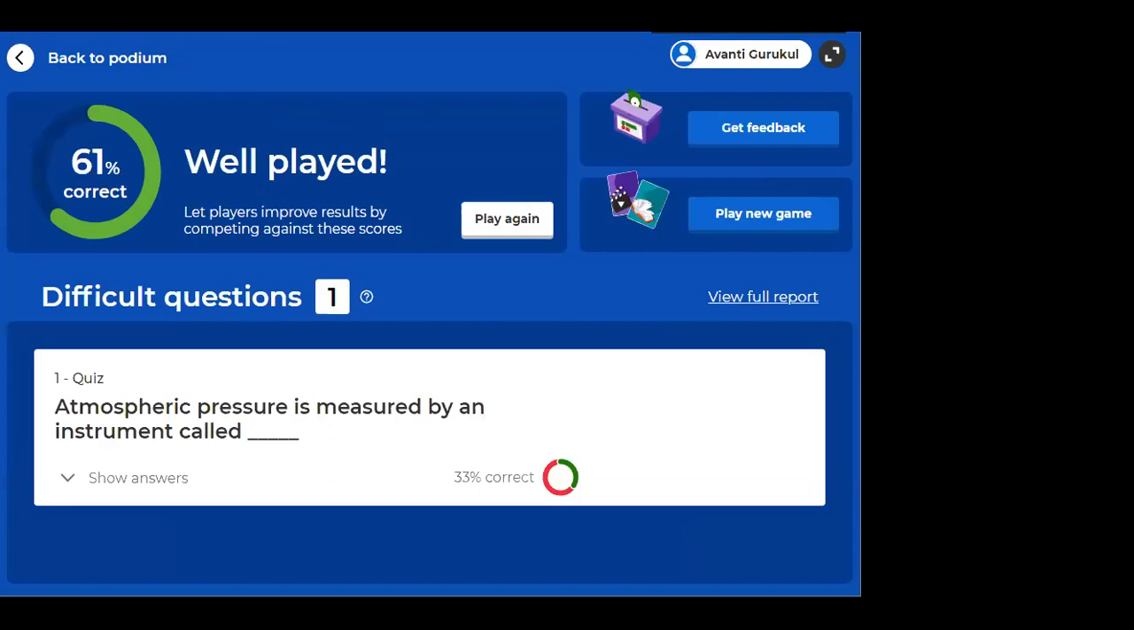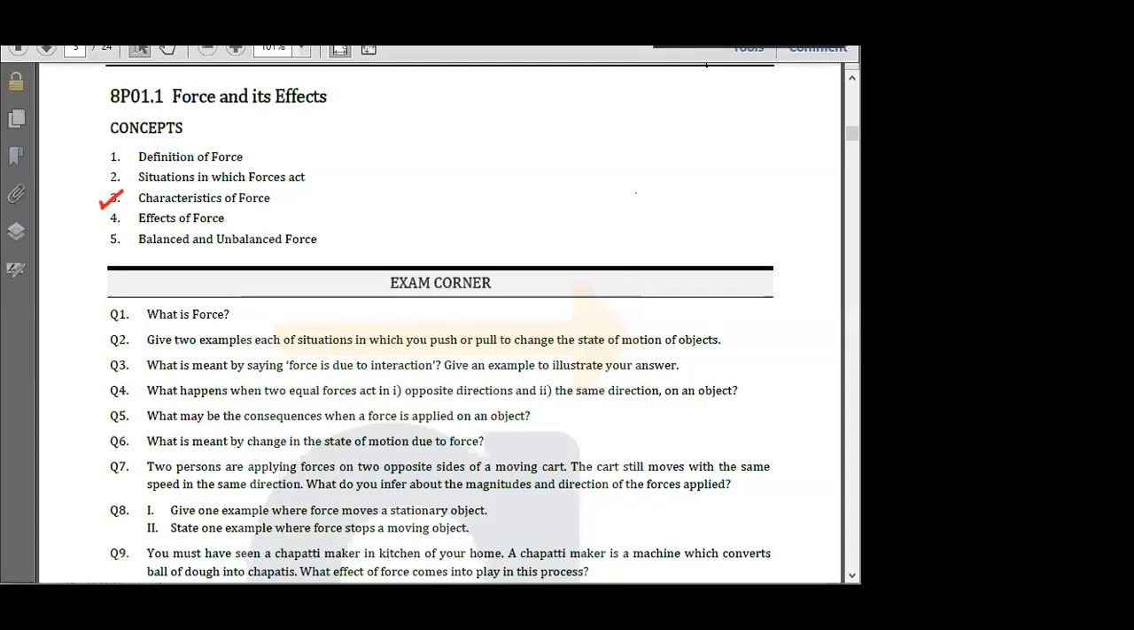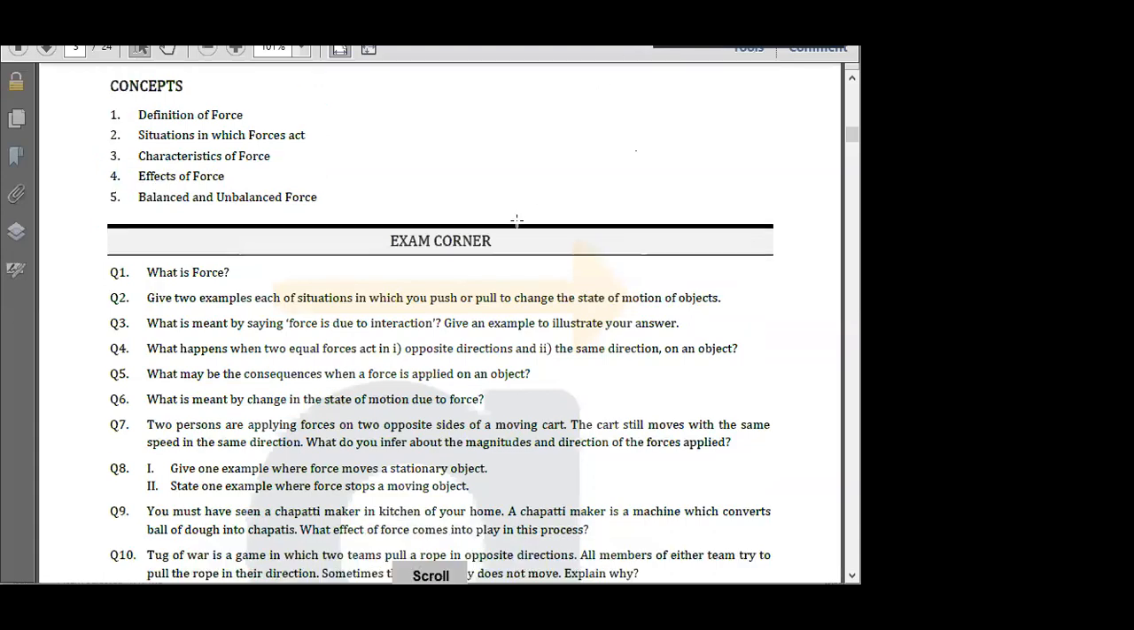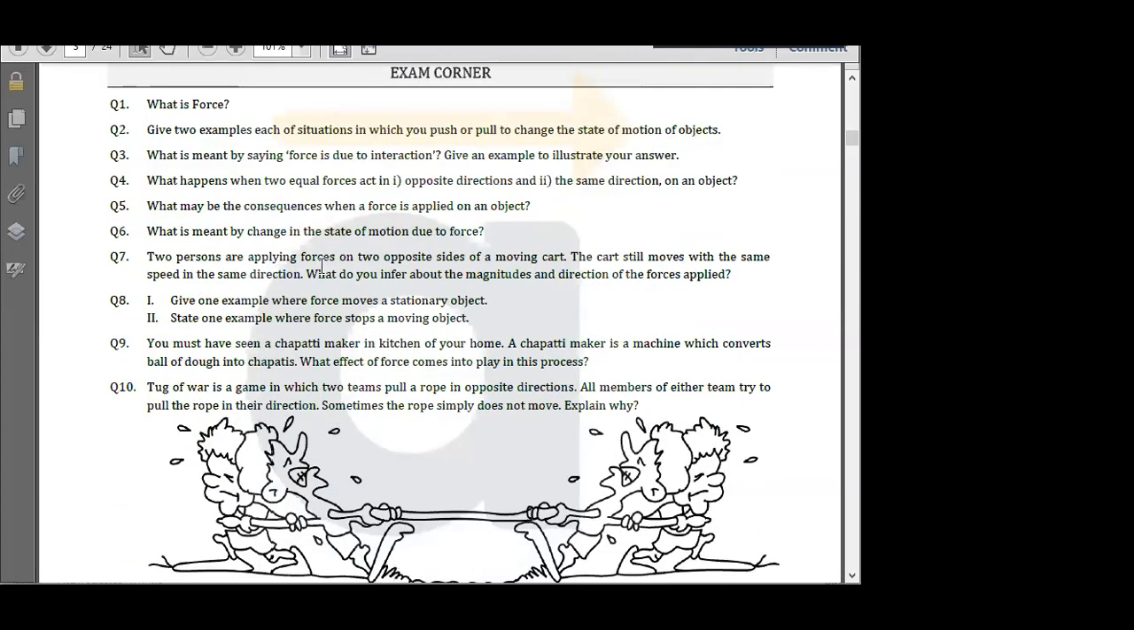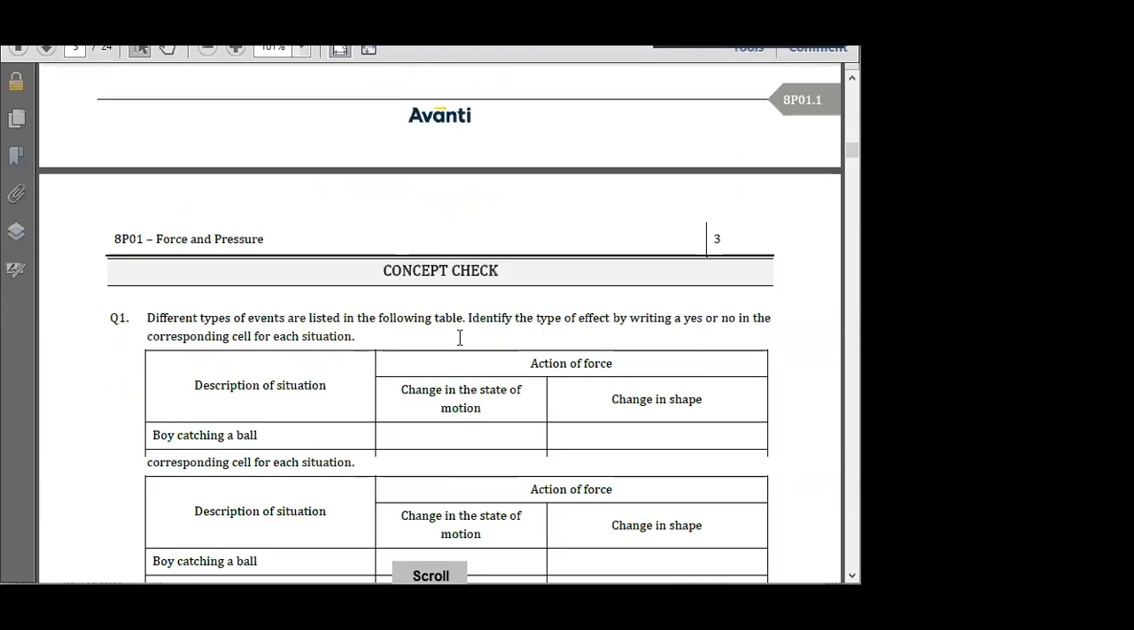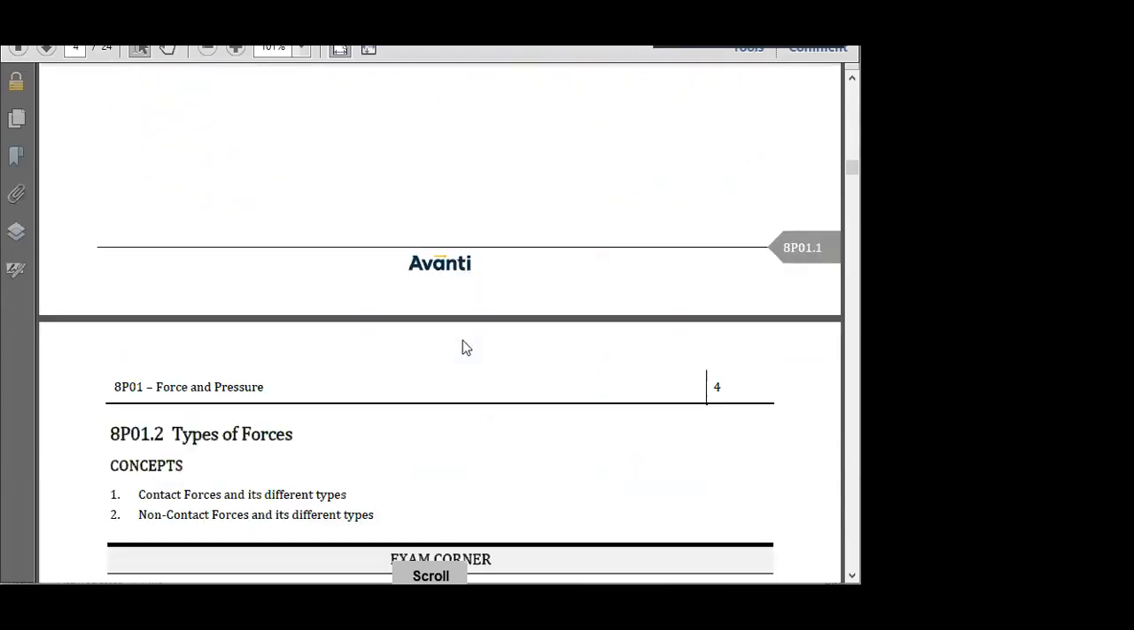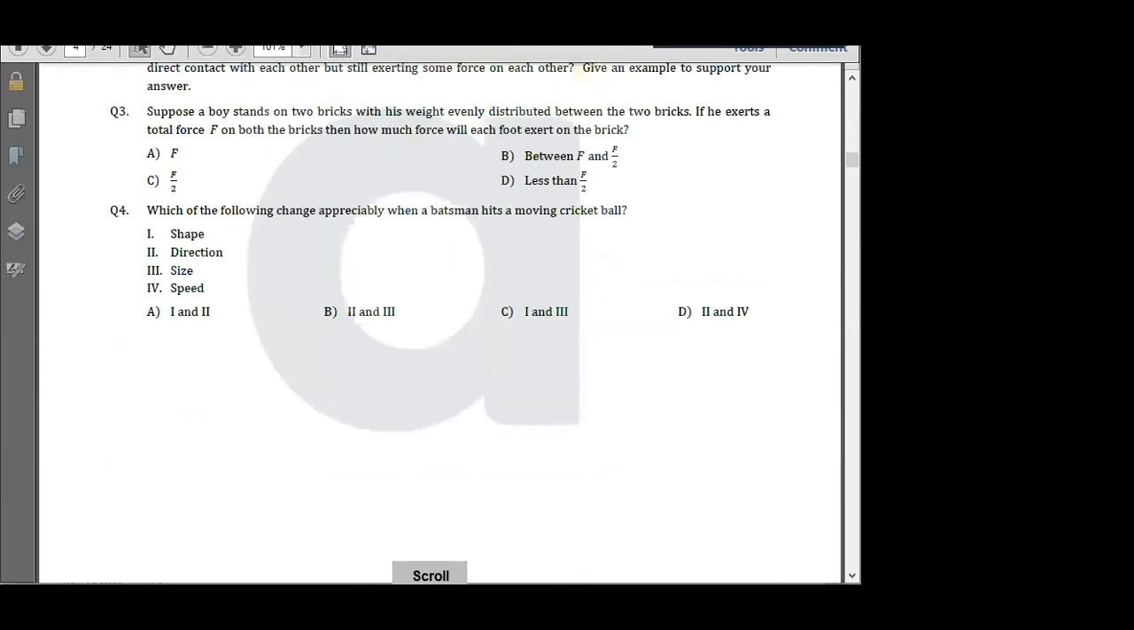Now, as I told you that I will not be giving any homework till now, but today, since we completed two topics, I will be giving you homework. I guess most of you have taken your module. Raise your hand. We have covered the basics: distribution of force, characteristics of force, effect of force, balanced and unbalanced force. See how many problems: 10 problems theory wise, plus concept check, 4 problems, 14 problems in point 1. Count it.